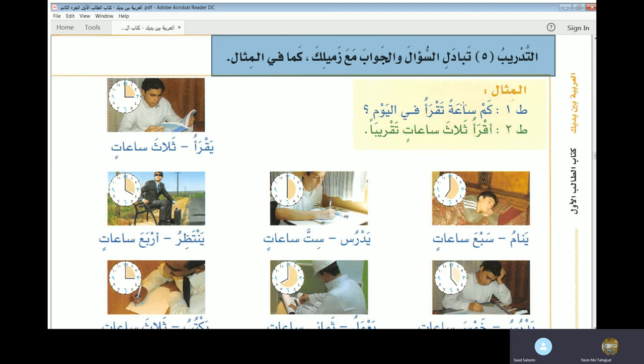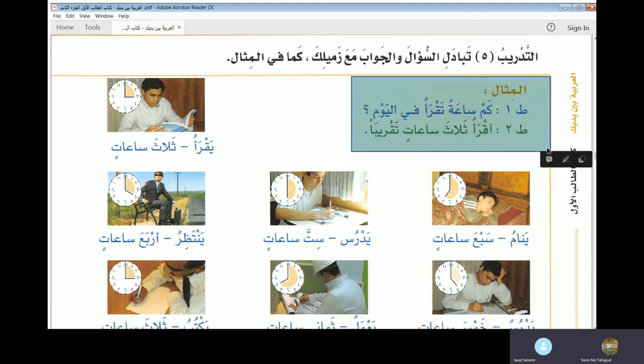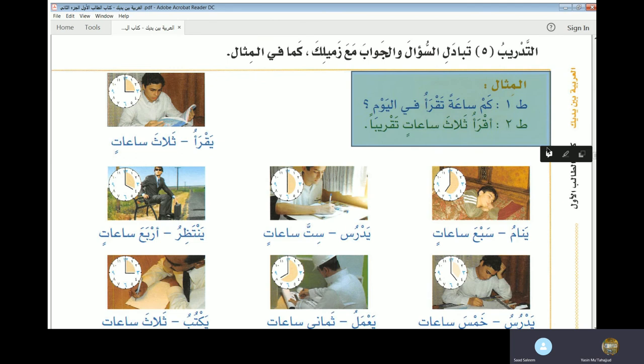After three, the book comments, it's about the little question and answer. How many hours do you read in the day? Or how many hours he reads in the day? You read, taqra'u, you read. How many hours do you read in the day? I read three hours approximately. I read three hours approximately. Yes.